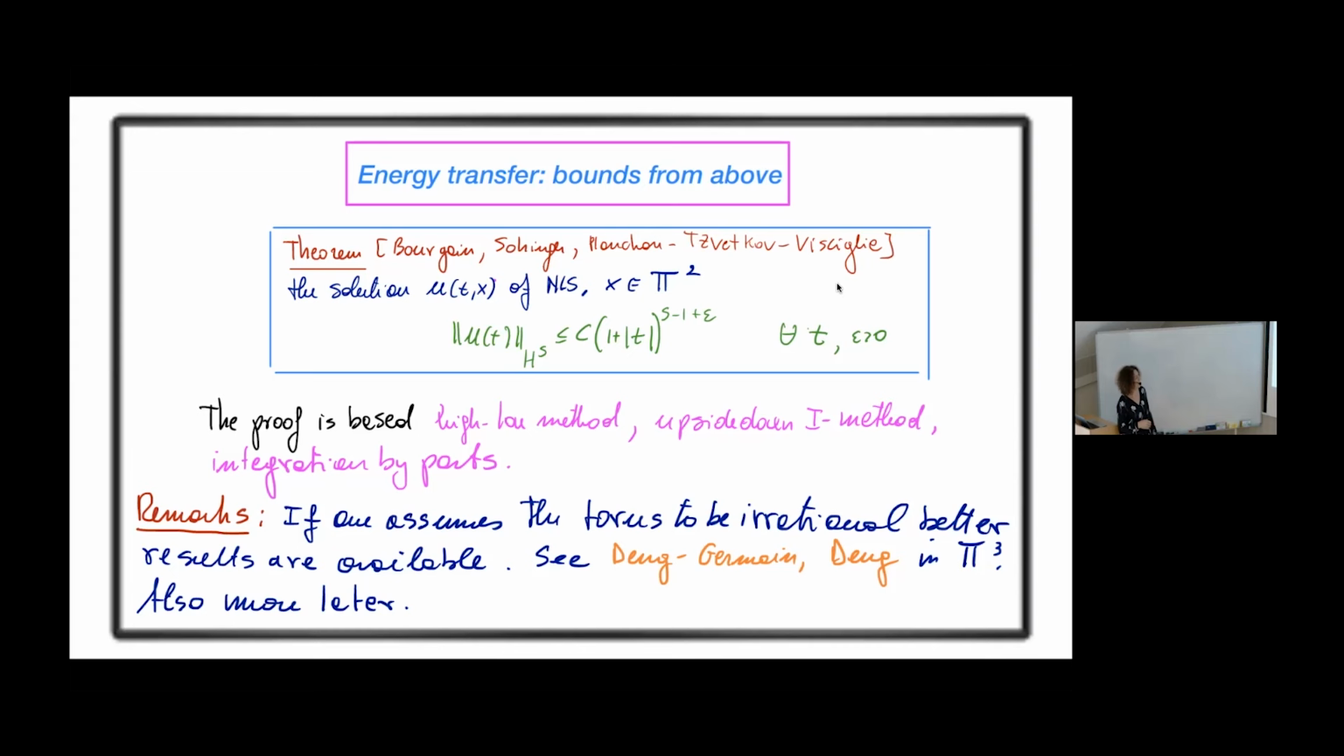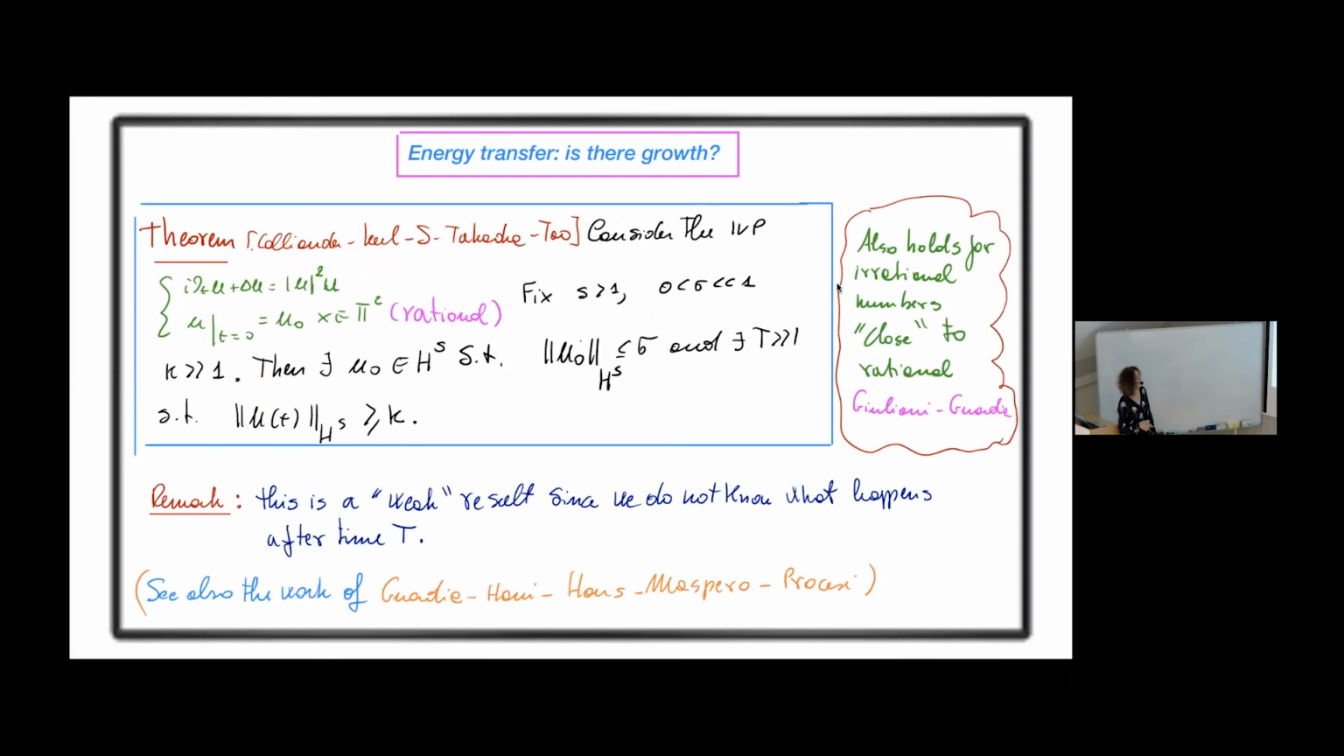So let me now go to the other direction. I told you a little bit about the upper bound. Now let me tell you, do we have solutions that actually grow? Now, this is an older theorem that I proved with Colliander, Keel, Staffilani, Takaoka, and Tao. And it basically says the following. Again, the same type of equation, but now the torus here was really a square torus, but you can do the same thing when you're rational in this original theorem.